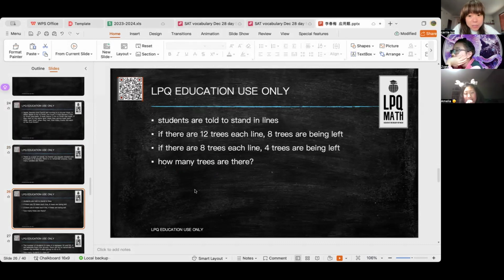Students are told to stand in line. If there are 12 trees in each line, 8 trees are left. If there are 8 trees in each line, 4 trees are left. How many trees are there?